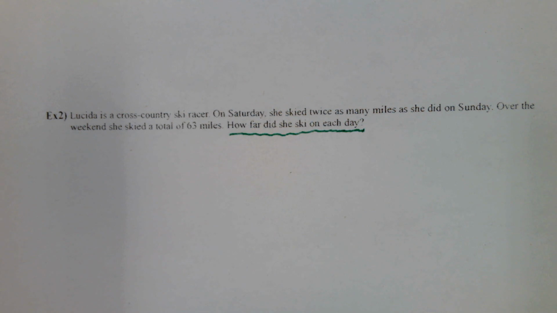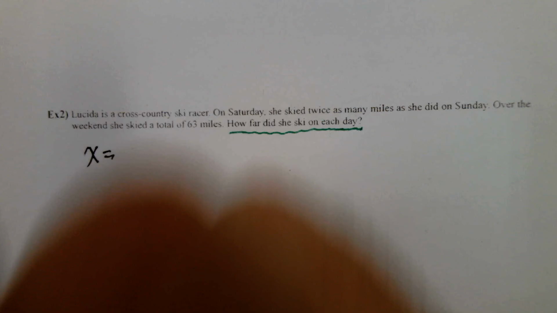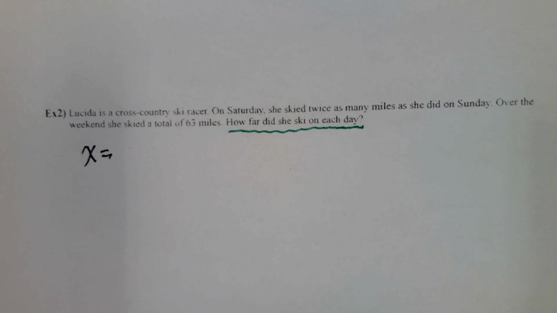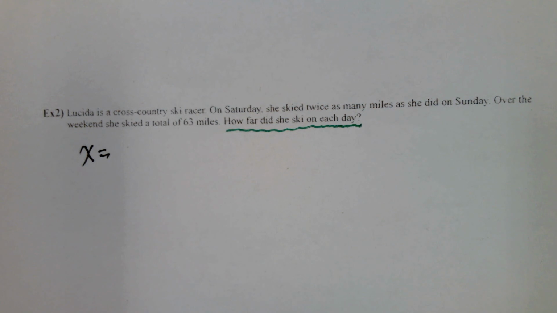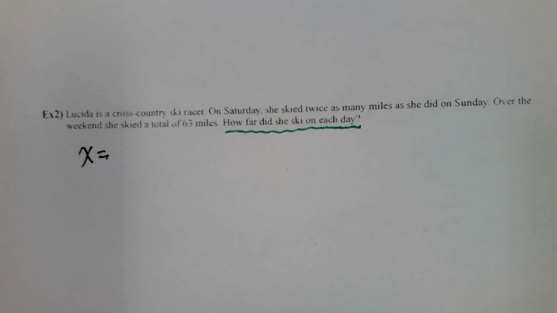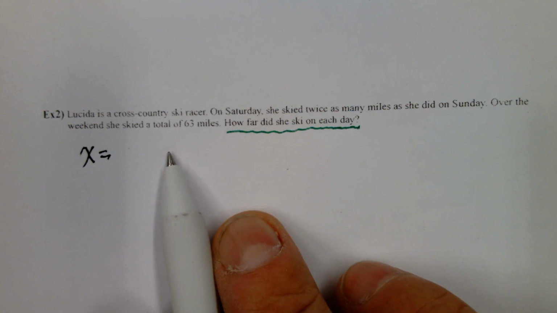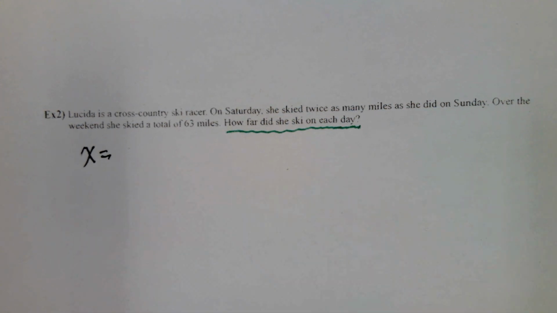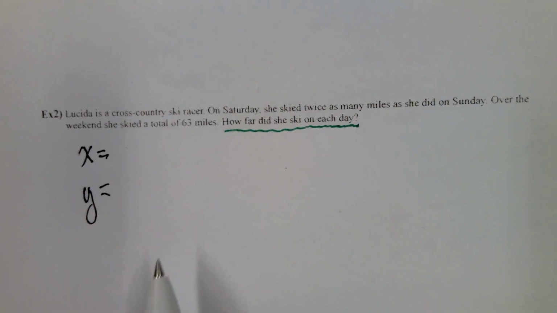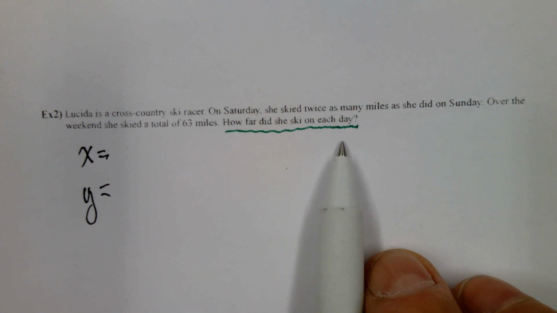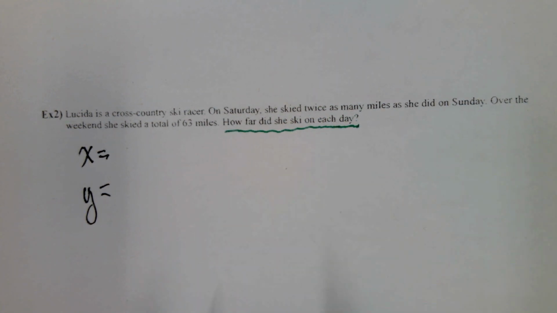So X is going to represent one of those weekend days. Which one do you want it to be? Saturday. So what about Saturday do we need to know? That she scored less than Sunday? Well, okay, we'll get to that, but we need to define the variables is what we're going to start with. So we're going to explain what each variable represents. And it has to get us to an answer. So it says how far, meaning miles.